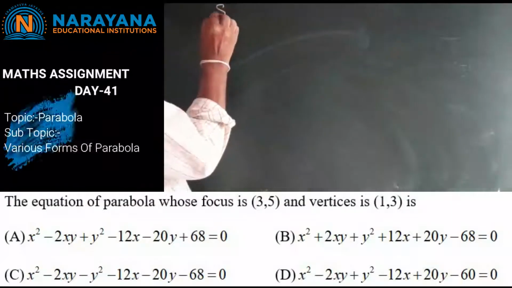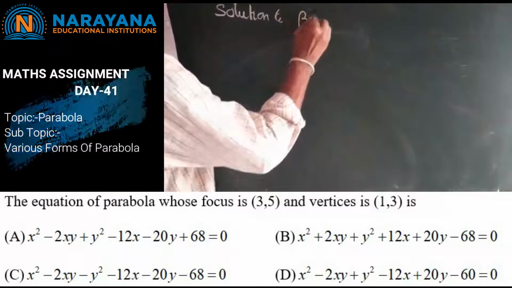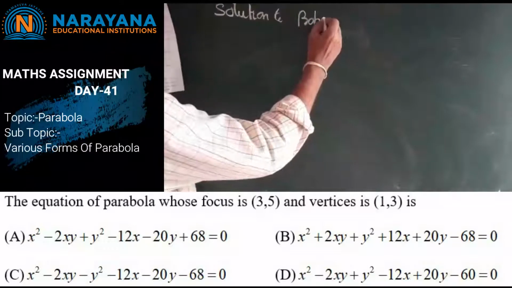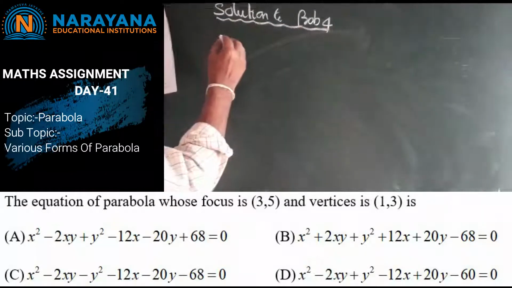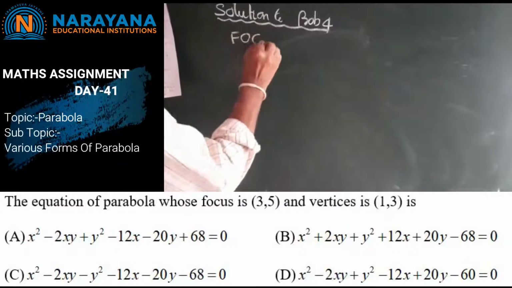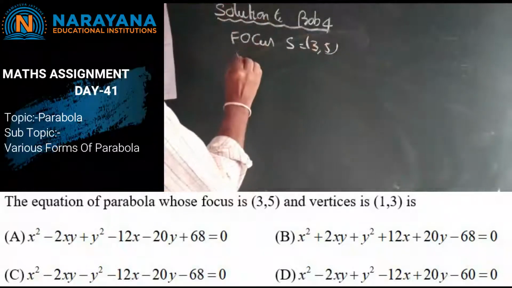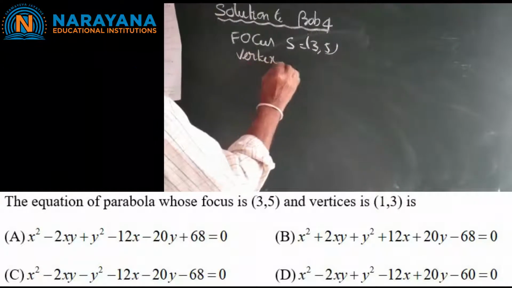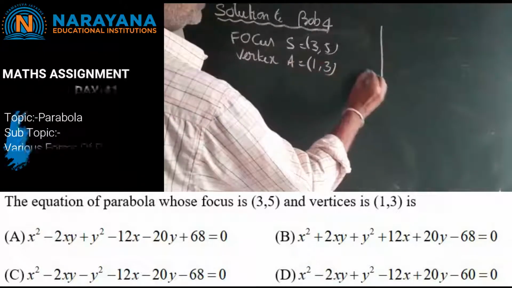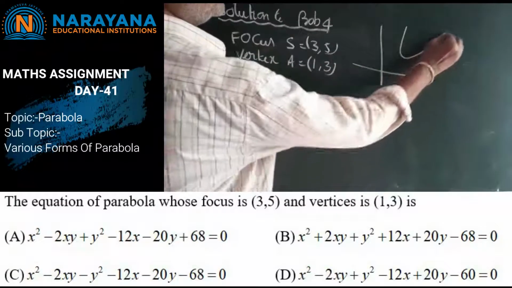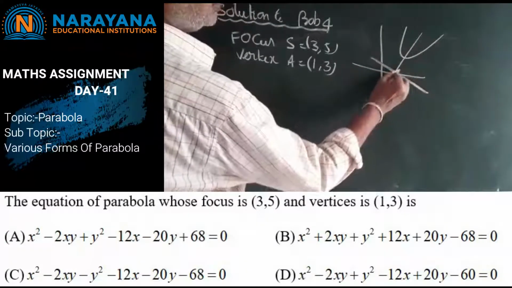Problem number 4. Focus S = (3, 5). Vertex A = (1, 3). Here neither x coordinates nor y coordinates are same. So we are taking a point Z here. Say this is Z.